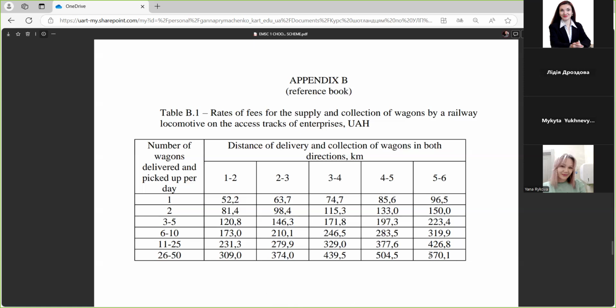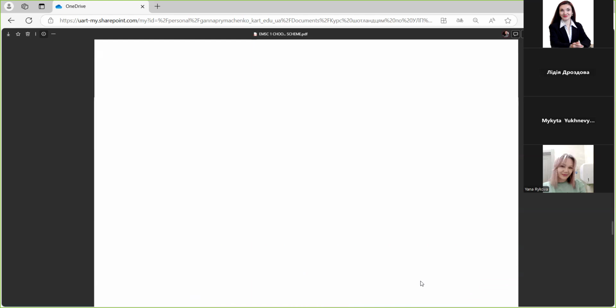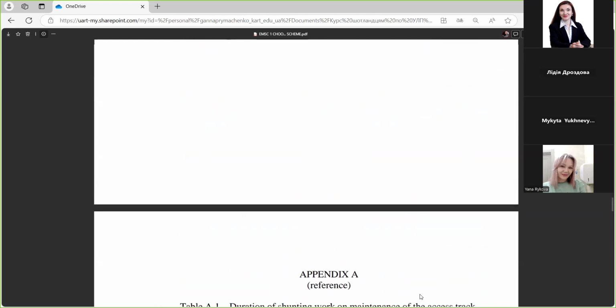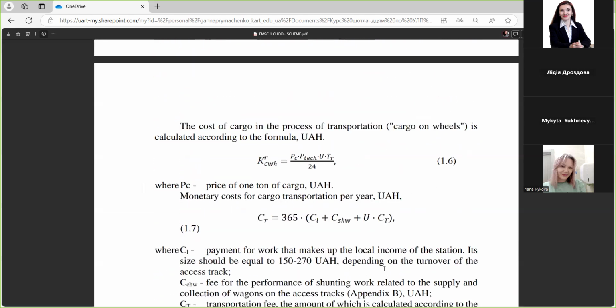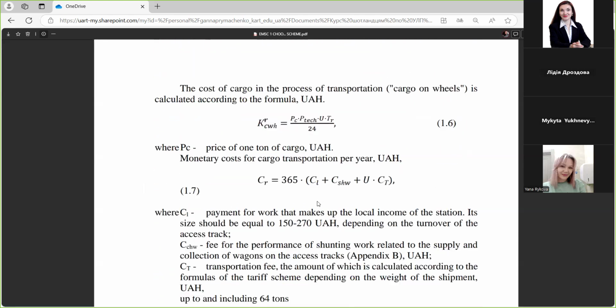Okay, we find it and come back to our formula. Repeat, please. All variants 570.1. Yes, for all variants the same. Okay, thank you. Yes, the same value.